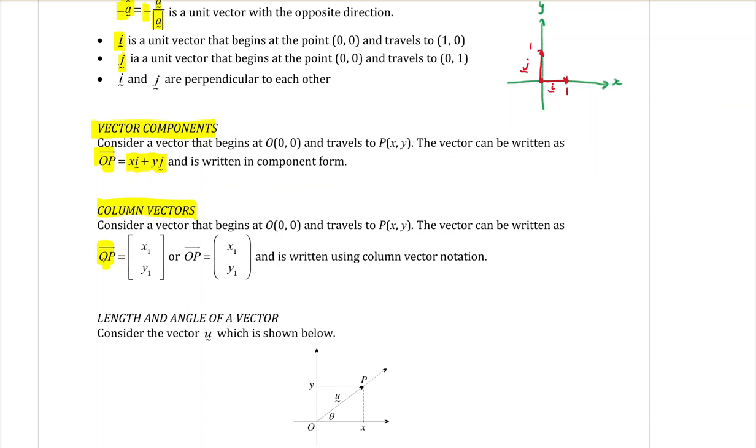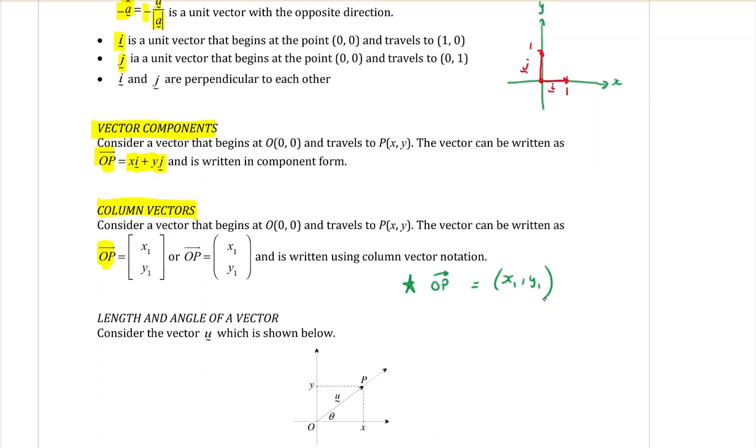There is actually a third version, which you may read about if you like looking at extra things: you can write your OP as an ordered pair. You could write it as (x1, y1), just as a normal bracket. And that hopefully totally makes sense, right?